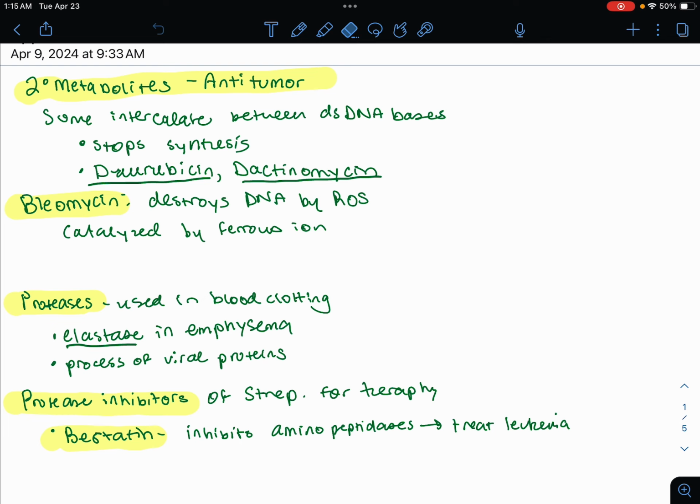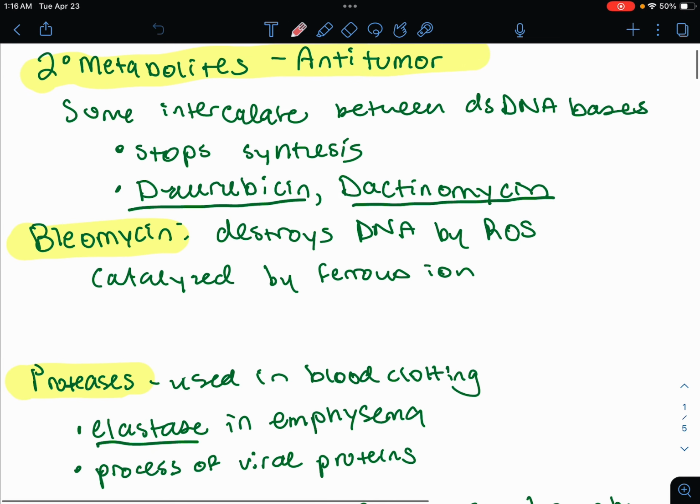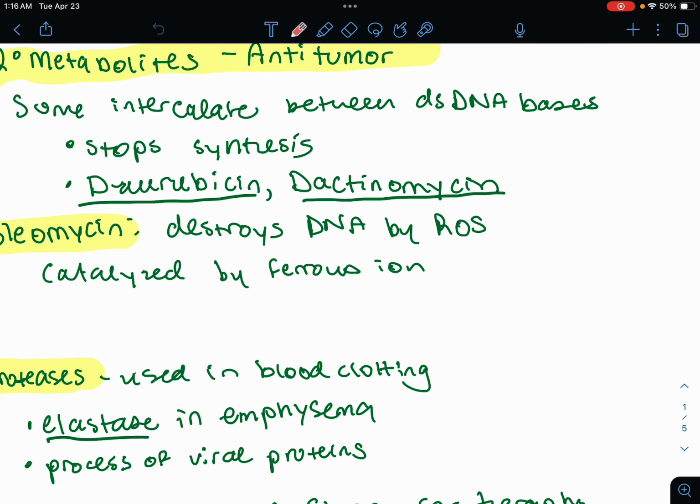Let's go to the first slide that has the icon, the secondary metabolites. These are also seen as anti-tumor agents. Some of these secondary metabolites could intercalate between the double-stranded DNA bases. This will, of course, stop synthesis or transcription.